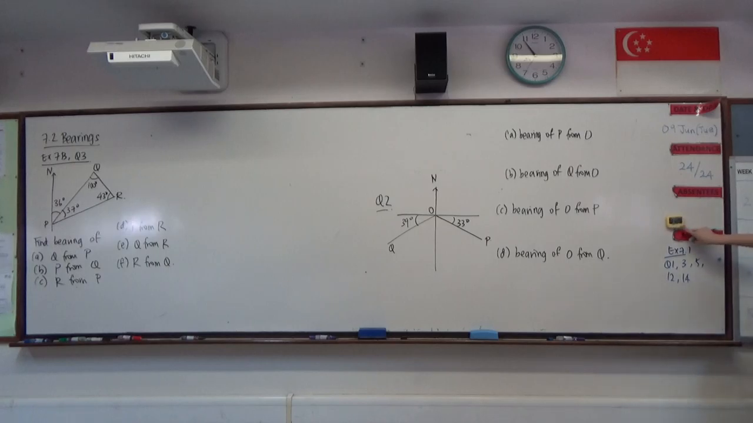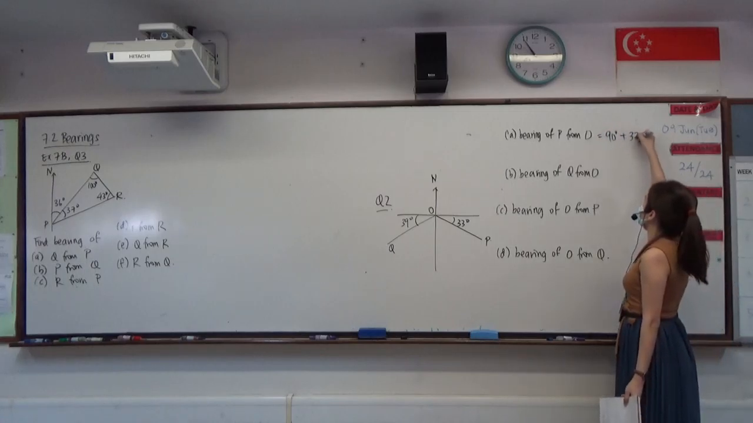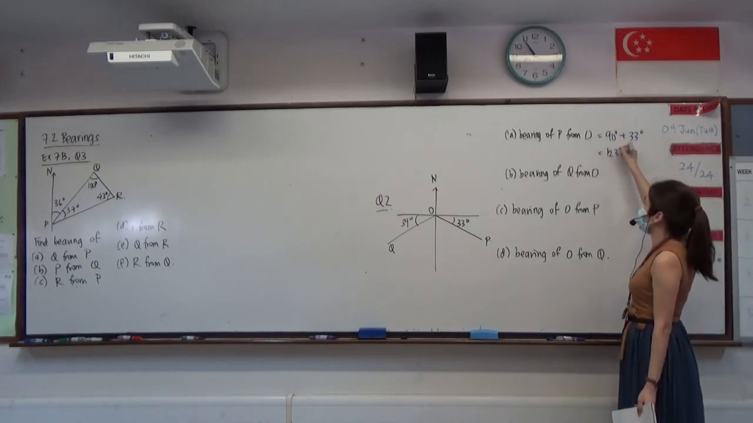Then you will stop here first. Alright, in part A, what's your answer? Charmaine, what's your answer? 123 degrees, very good. So, what's the working that you did? 90 degrees plus 33 degrees. Okay, and we get 123 degrees, very good.